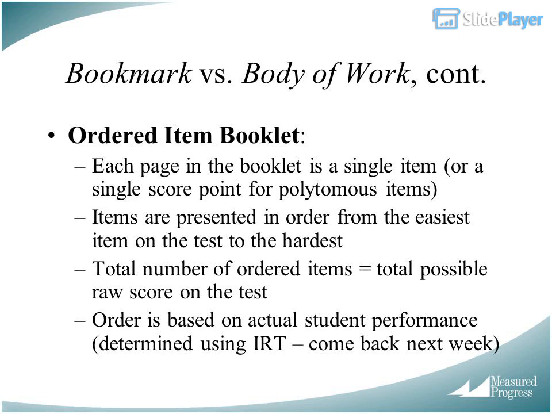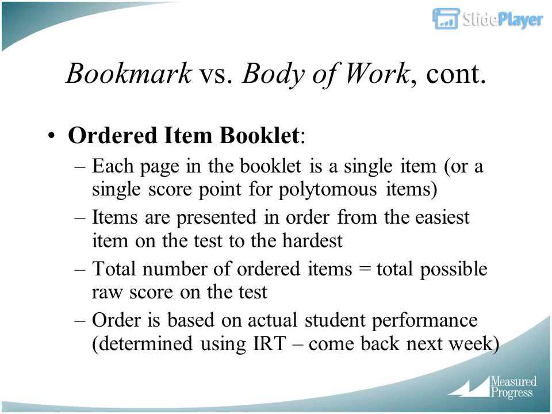Ordered item booklet. Each page in the booklet is a single item, or a single score point for polytomous items. Items are presented in order from the easiest item on the test to the hardest. The total number of ordered items equals the total possible raw score on the test. Order is based on actual student performance, determined using IRT.